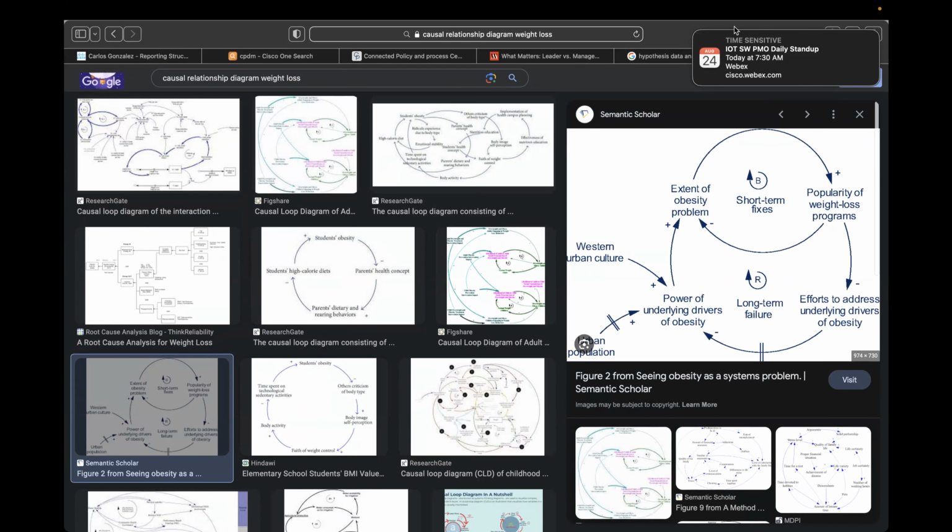So in these causal relationship diagrams, what you can see here is we have something that happens here. It's the extent of the obesity problem right here on this side. And then what you see is an arrow. And in the arrow, it shows a plus by it, right? And the plus is by popularity of weight loss programs.